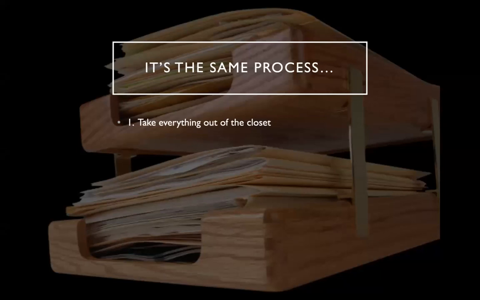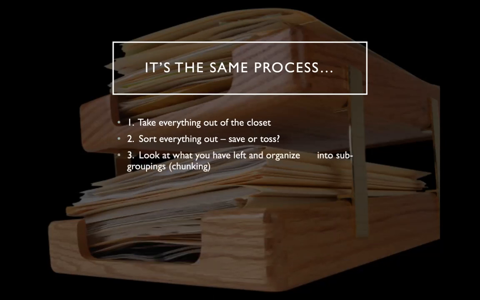First, you take everything out of the closet, bring out everything that you have, which is our way of saying transcribe everything, all your interviews, transcribe everything. Two, sort everything out. Go through everything again the second time. And by going through everything again the second time, we actually mean save or toss. Decide, am I going to save this shirt or toss it? Something like that. Third, look at what you have left and organize. After you have decided which one will stay and which one will not stay, then you can decide how you're going to organize what you have kept.